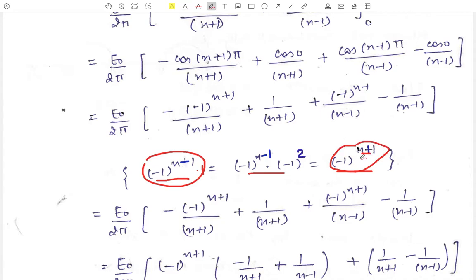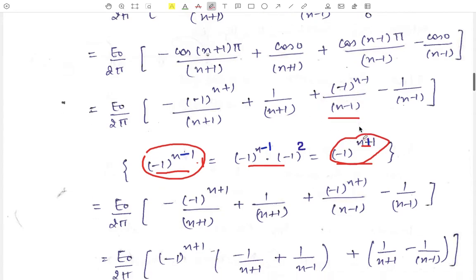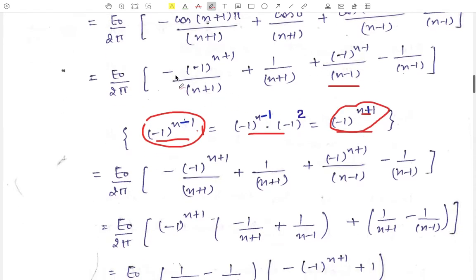So we put this value of (minus 1) raised to power n minus 1 in this equation. Minus as it is, (minus 1) raised to power n plus 1 upon n plus 1 as it is, plus 1 upon n plus 1 as it is. Here, in place of (minus 1) raised to power n minus 1, we will put (minus 1) raised to power n plus 1 upon n minus 1, minus 1 upon n minus 1 here.